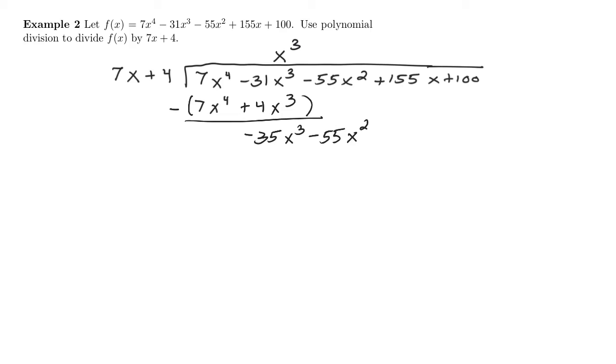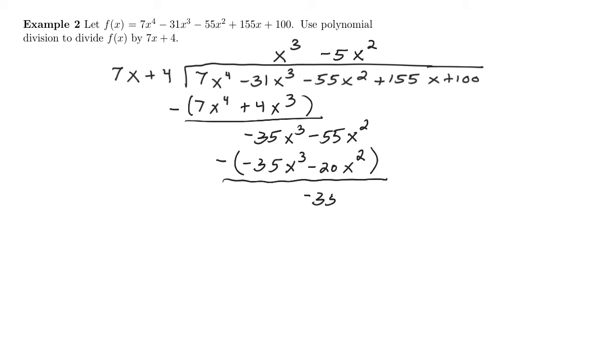So this time I want to multiply by a negative 5, and it'll be x squared. So I get negative 35x cubed minus 20x squared. Again, I'll take the difference. So I'll focus on that negative 55 plus 20, giving me a negative 35x squared, and I'll bring down the 155.